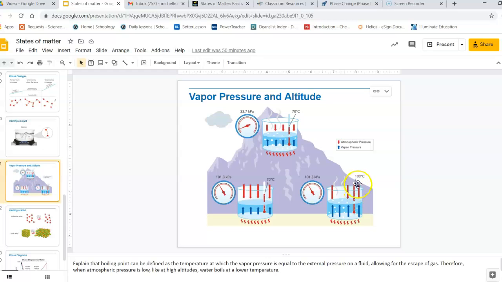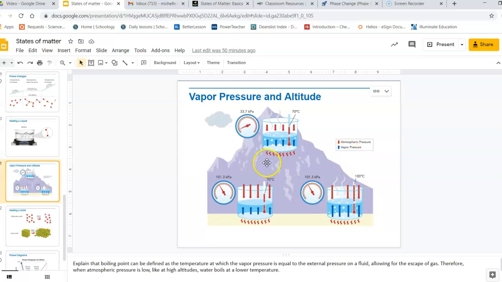However, when you increase the temperature to a boiling point, which in the case of water is 100, the pressure applied by the liquid equals the pressure applied by the atmosphere, or the pressure applied by the gases in the atmosphere. Those two are equal. Therefore, the liquid particles are able to escape, right? And that's when we say it's boiling.